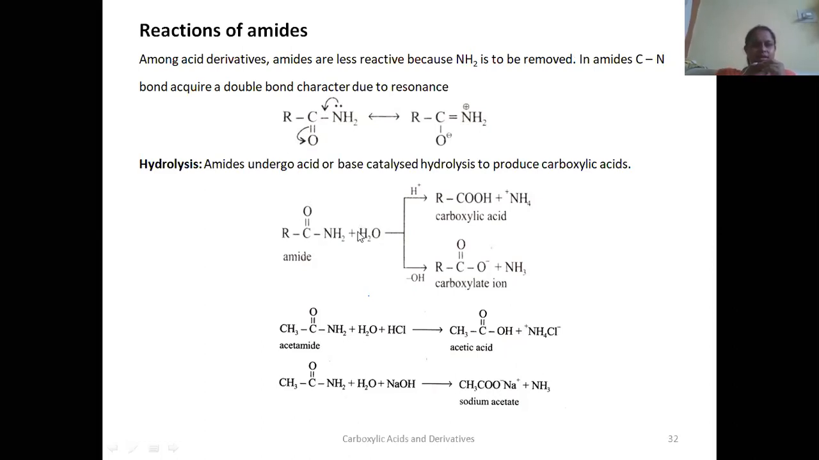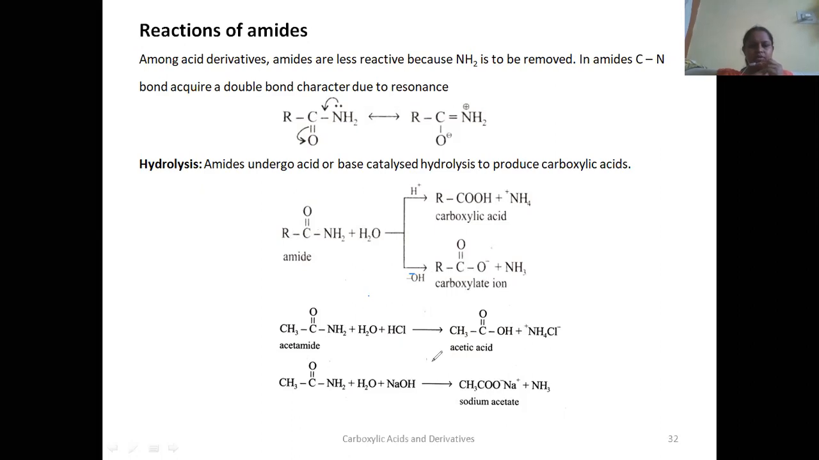As I said, the reactions are very simple. Add water to this, what will happen? This C double bond O will take up the OH from the water molecule, forming carboxylic acid, and the NH2 group will take up the hydrogen, forming NH3. Since this takes place in the presence of acid, it will become NH4 plus. If the reaction takes place in the presence of base OH minus, we will get the carboxylate ion RC double bond O minus and NH3.